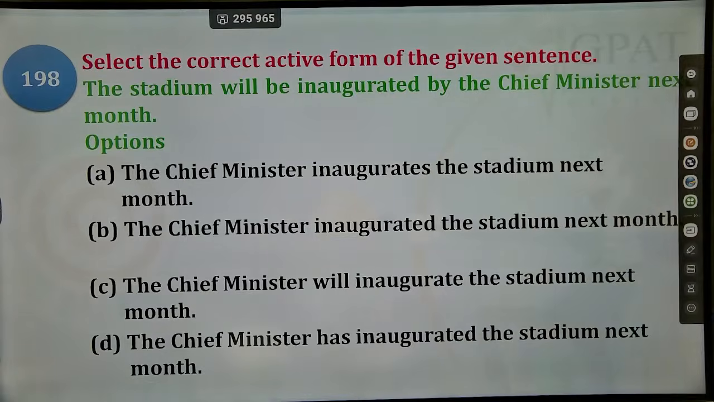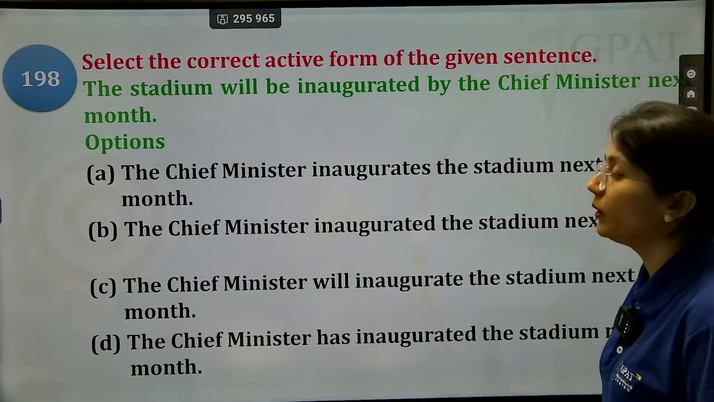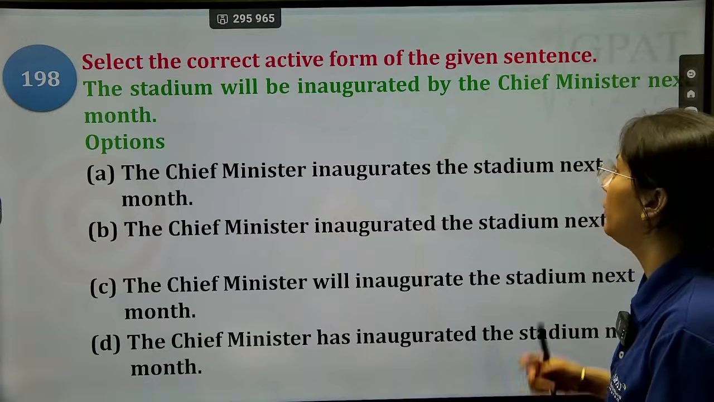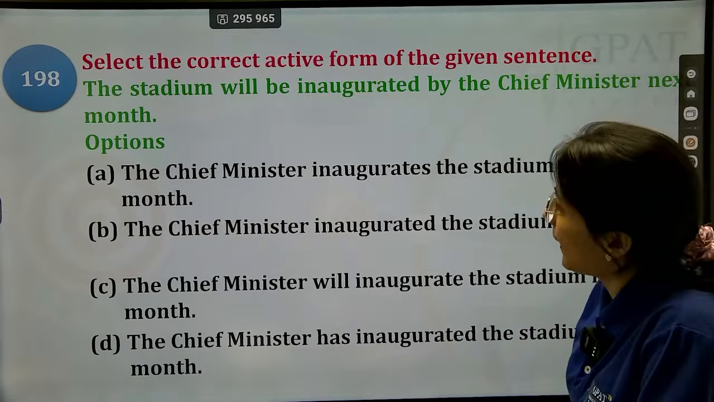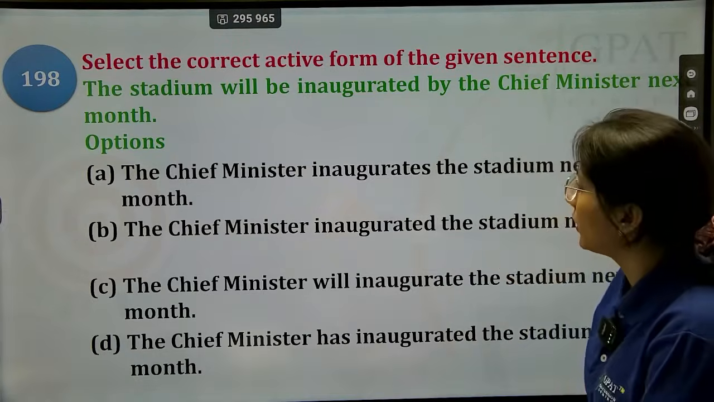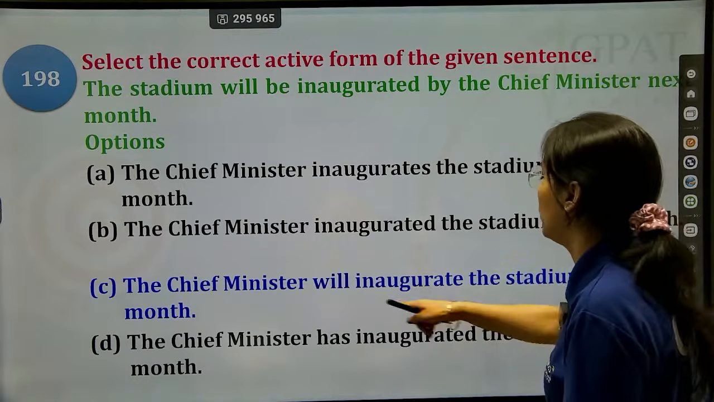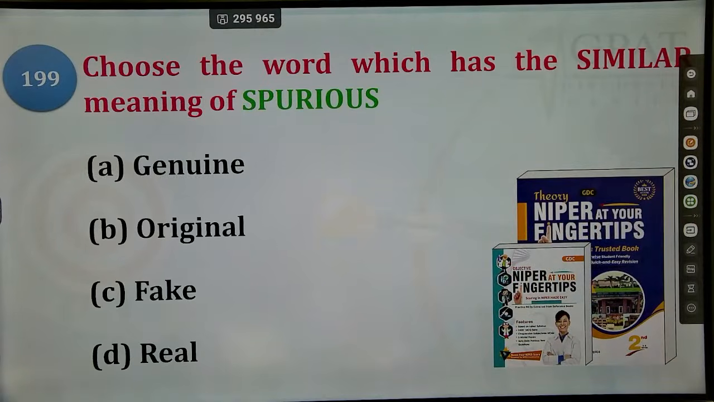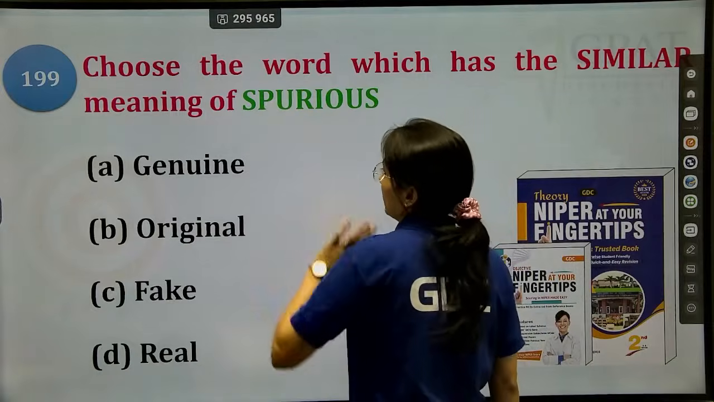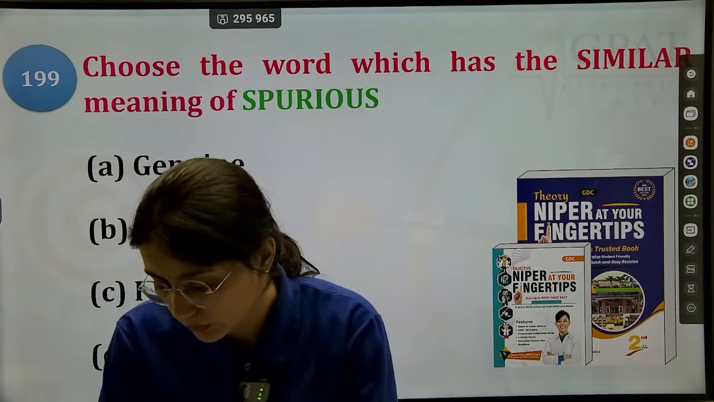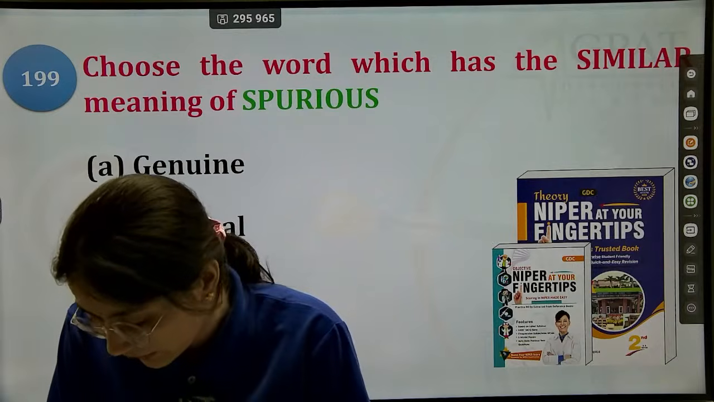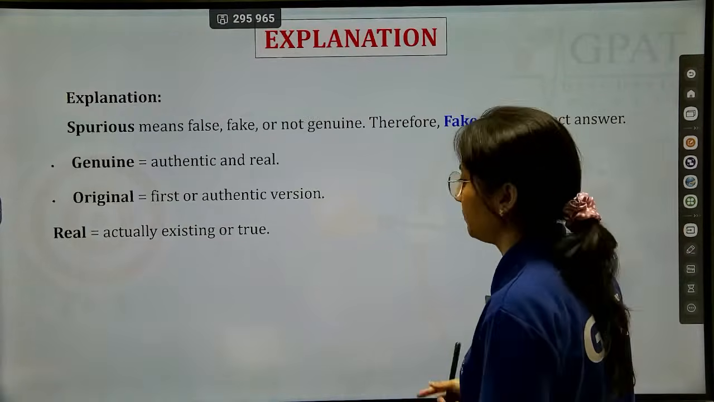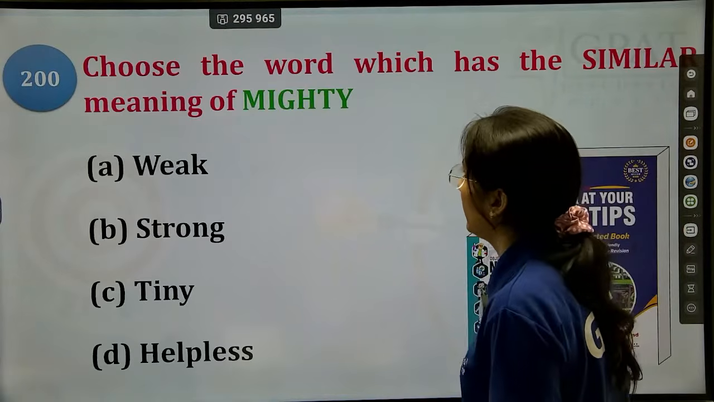The stadium will inaugurated by the chief minister next month. We have to select the correct active form of the given sentence. The chief minister will inaugurate the stadium. We will use will. That is option number C, which is correct. Now we have to find the similar meaning of superiors. Superiors is something false, fake or not genuine. That is fake, option number C, which is correct.